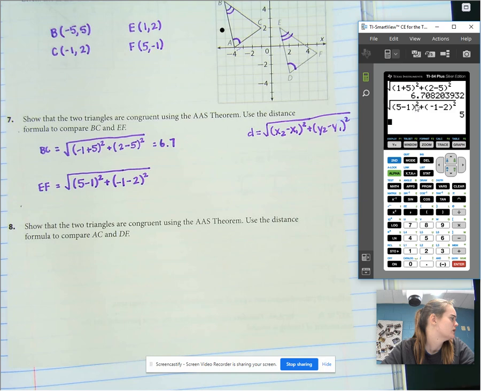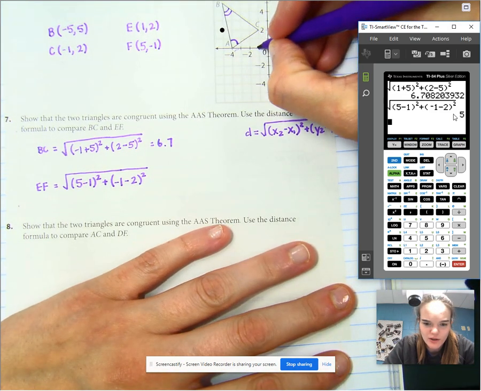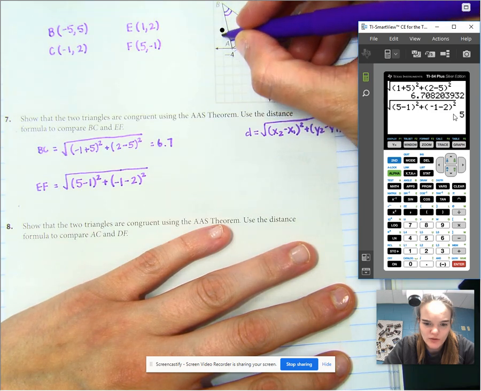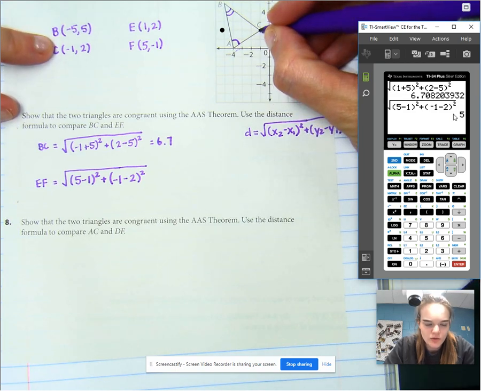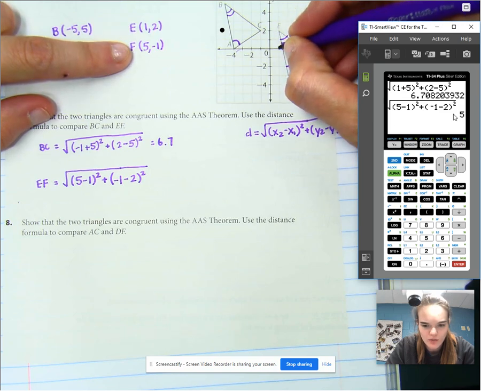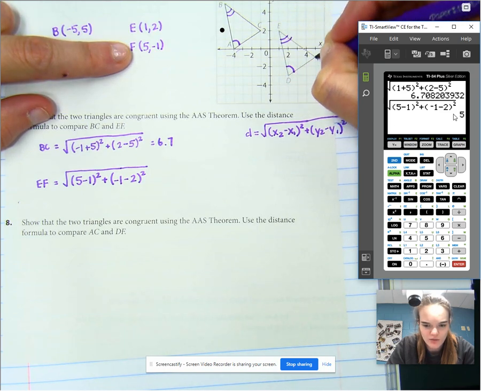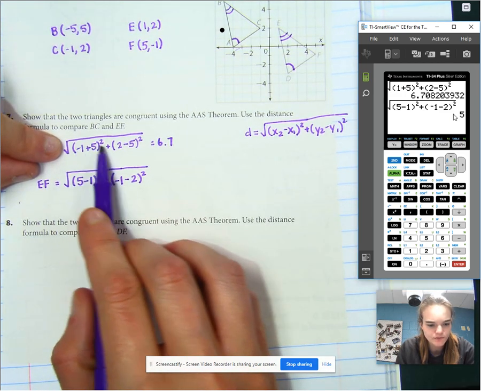5 minus 1 squared plus -1? Look. Yes. They should be congruent, so maybe I've done something incorrect. Let's look at B. -1, -2, -3, -4, -5. 1, 2, 3, 4, 5. Okay, this point's right. C, negative 1, 2, that point is right. E, 1, 2, that point's right. F, 1, 2, 3, 4, 5, negative 1, that point's right. Let's make sure I set it up right. I did not. Look at this right here.